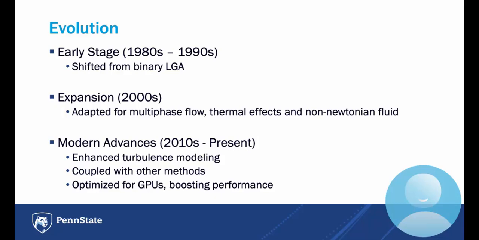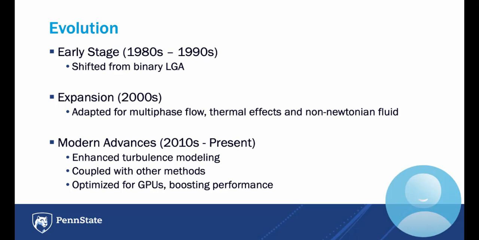For its evolution, for the early stage, it shifted from binary LGA to continuous distribution functions, improving accuracy and stability. The Bhatnagar-Gross-Krook collision model in the 1990s simplified the computations. For its expansion, it adapted for multiphase flows, thermal effects, and non-Newtonian fluids. Models like Shan-Chen in 1993 enabled multiphase simulations.